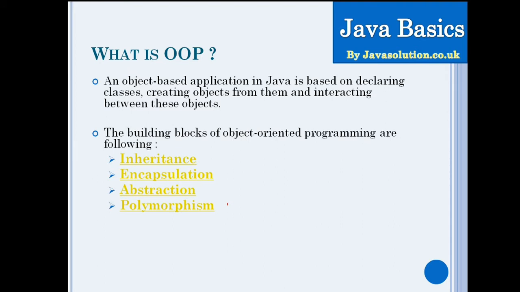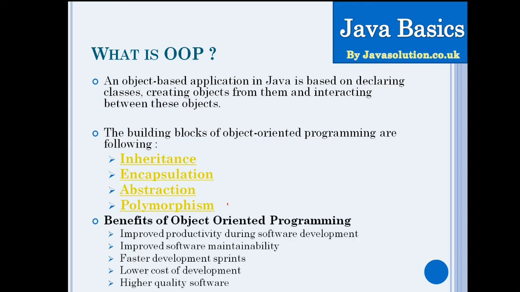The building blocks of object-oriented programming are the following: inheritance, encapsulation, abstraction, and polymorphism. We'll see step by step what these are and how we achieve object-oriented programming by using these concepts.